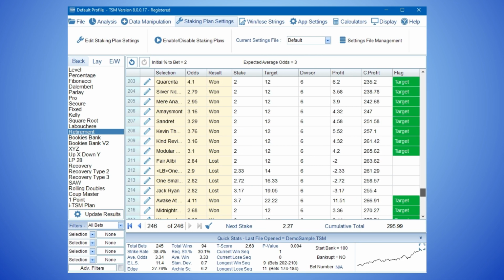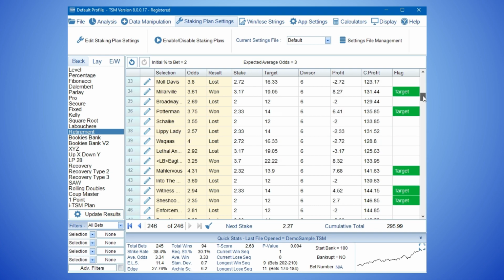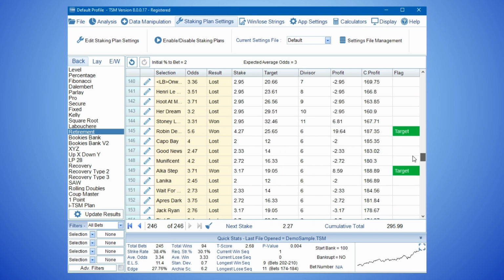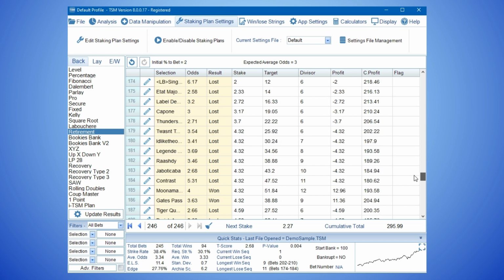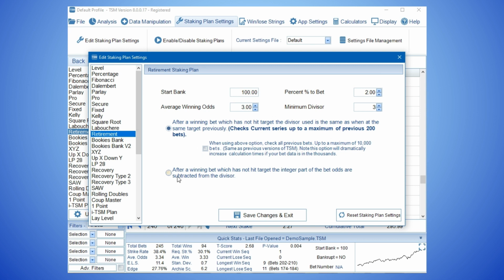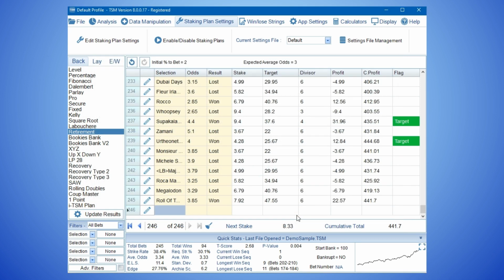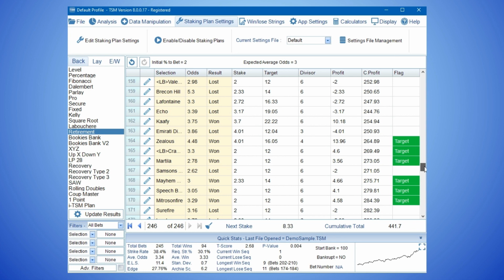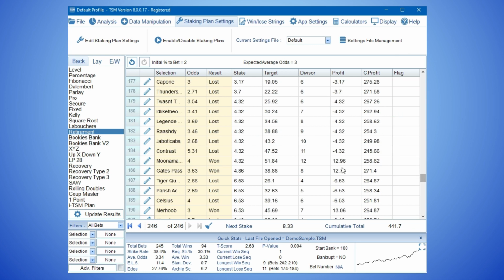During a betting series which is going through a patch with a low strike rate, the divisor can increase considerably. There are a couple of options as to how we deal with the divisor after a winning bet in these circumstances. Clearly the target will not have been hit, however the divisor should decrease to reflect the winning bet. By default, TSM will check the last 200 bets and see what the divisor was when the target was last at its current level. An alternative version is to take the integer part of the winning bet and subtract it from the current divisor. The retirement staking plan is a recovery staking plan, albeit not as aggressive as others.